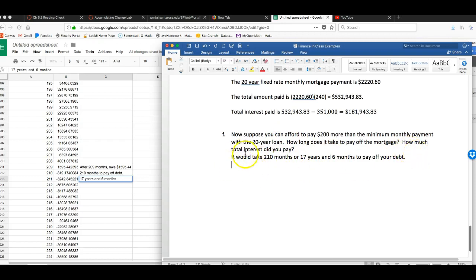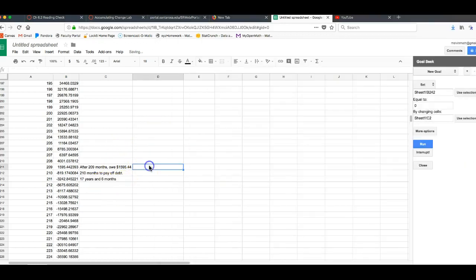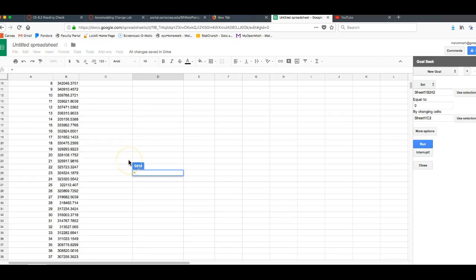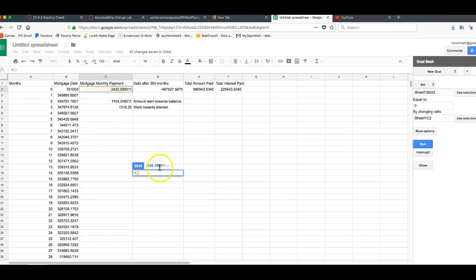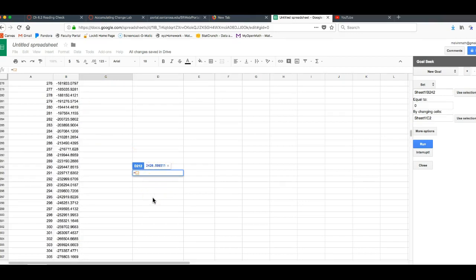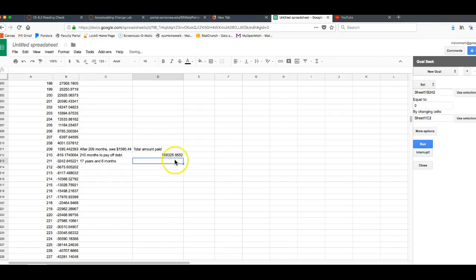Okay, but how much do you save? You'd save on time, but is it worth it on the interest? Let's figure out your total amount paid. So that would be, how much did you pay? The 2420, times how many payments? 210. So you paid $508,000 over 17 and a half years approximately.